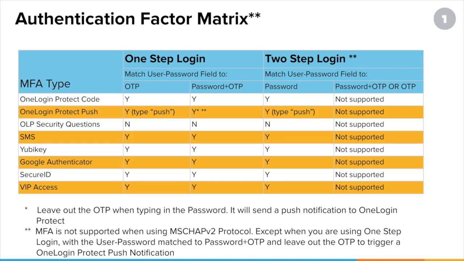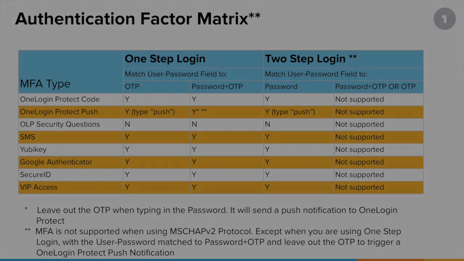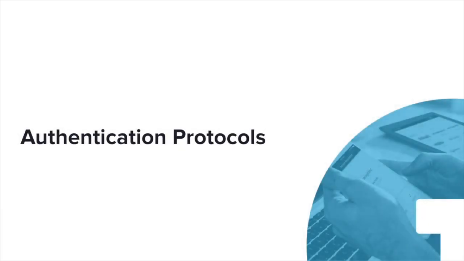So that push notification, of course, has its other fun little pieces, like if you wanted it to be triggered and it was an OTP option only, then you type in the word push. So there are a few tricks to using that OneLogin Protect push functionality. And in fact, it is the only one in a particular configuration, that one-step login password plus OTP option, that will support the MSCHAP v2 authentication protocol.